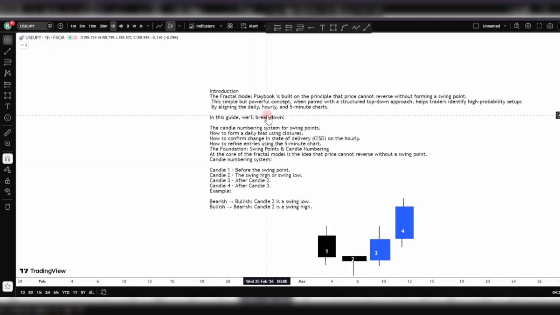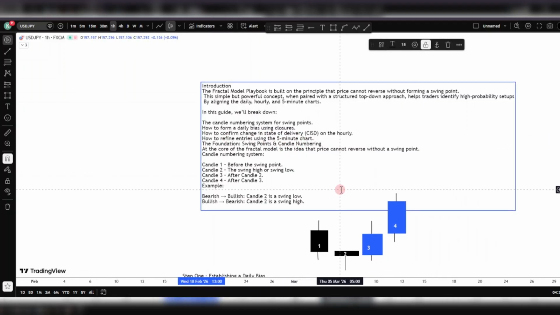It helps us as traders to identify high probability setups by aligning the daily time frame, the hourly time frame, and the 5 minute time frame. That is what we call time frame alignment. If you're using your daily as your higher time frame, you're going to use your 1 hour for your structure, and then the 5 minutes for your entry. In this guide, we are going to break down the candle numbering system for swing points, how to form a daily bias using candle closures, how to confirm change in state of delivery using the 1 hour, which is our intermediate time frame, and how to refine our entries using the 5 minute chart.